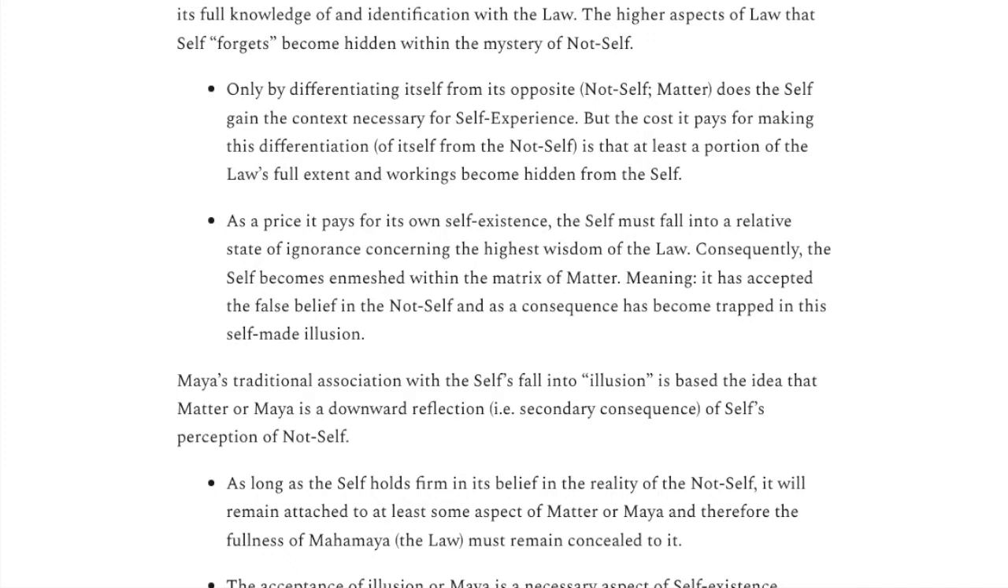Consequently, the self becomes enmeshed within the matrix of matter, meaning it has accepted the false belief in the not self, and as a consequence has become trapped in this self-made illusion. Maya's traditional association with the self's fall into illusion is based on the idea that matter, or Maya, is a downward reflection or a secondary consequence of the self's perception of the not self. So the perception of matter is actually the perception of not self.